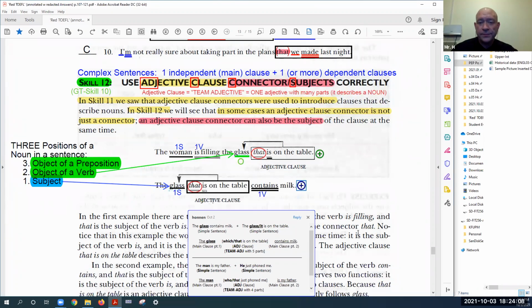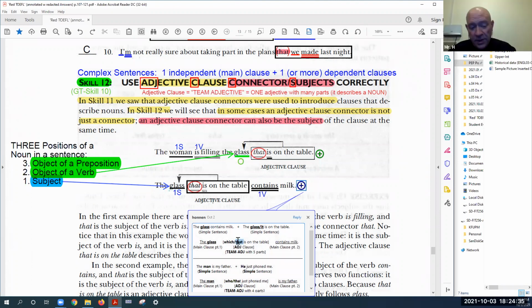Now, Arkobi, let's read this. The glass contains milk. And here? The glass is on the table or it is on the table. Down here, the glass. It's the main clause. That's right. Is that all? No. Which is on the table is the adjective clause, contains milk is the second main clause.